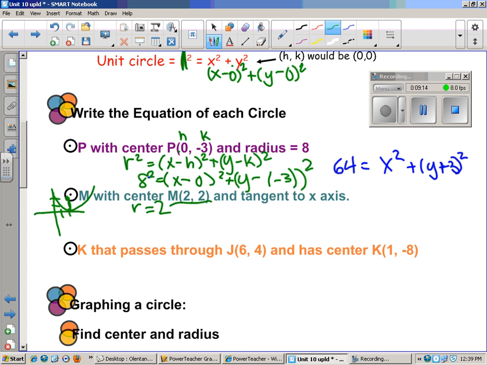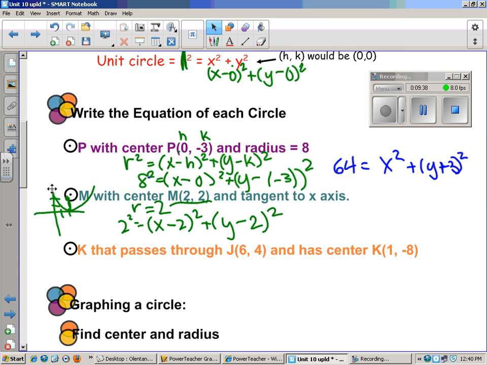So now I can just plug it into r squared equals (x - h) squared plus (y - k) squared. So 2 squared equals (x - 2) squared, because h is 2, plus (y - 2) squared, because k is also 2. And the only thing I'd have to do to clean this up is change 2 squared to 4. Okay? Make sense?